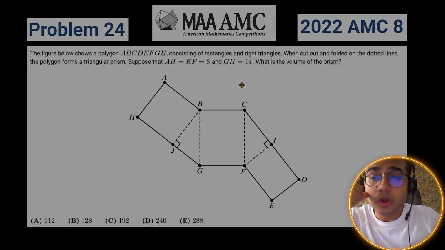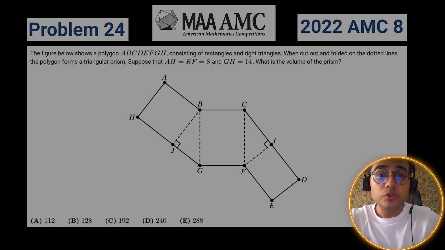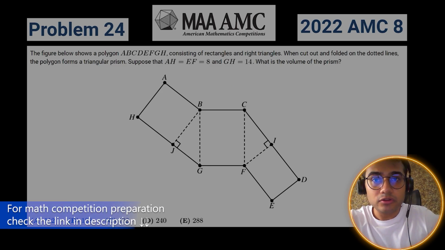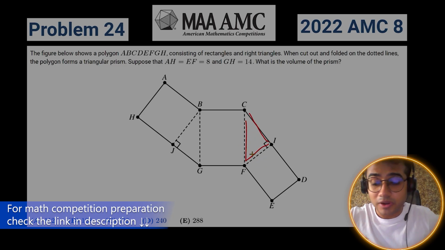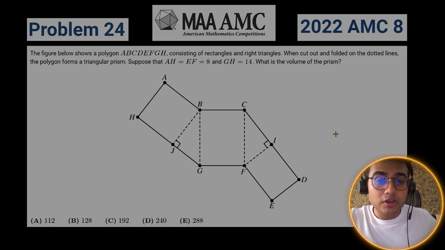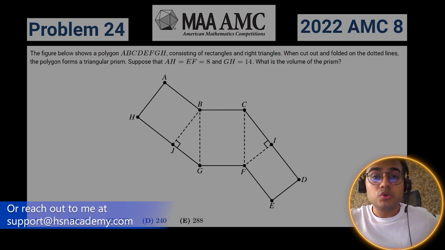Okay, so in this geometry problem, they have given us a net which is folded to make a triangular prism. Now, what is a triangular prism? First of all, we can observe that in this net, there's only one triangle. This is a right angle triangle, like one type of triangle. So what would a triangular prism look like?